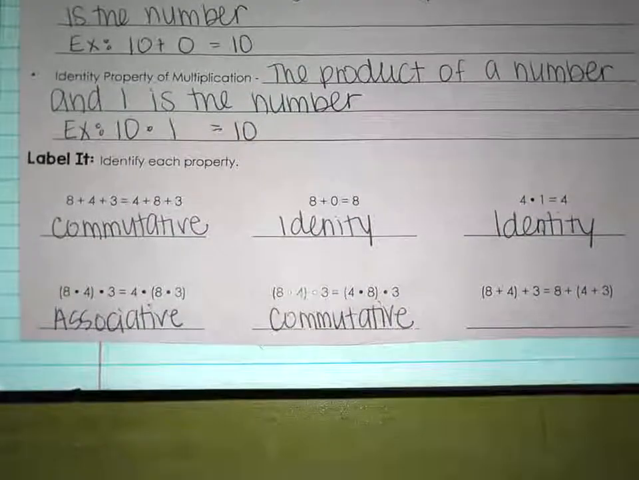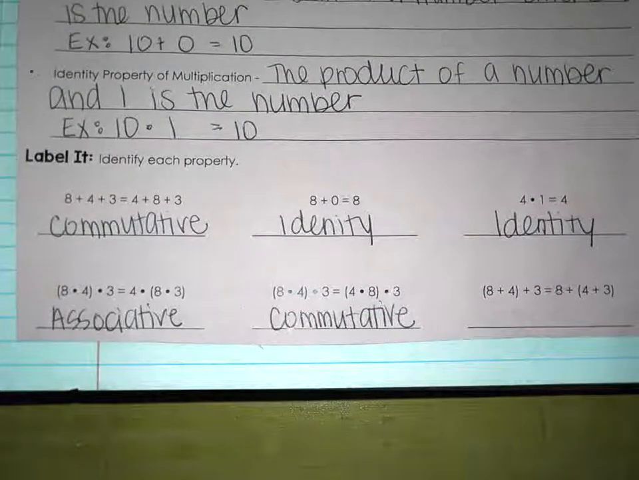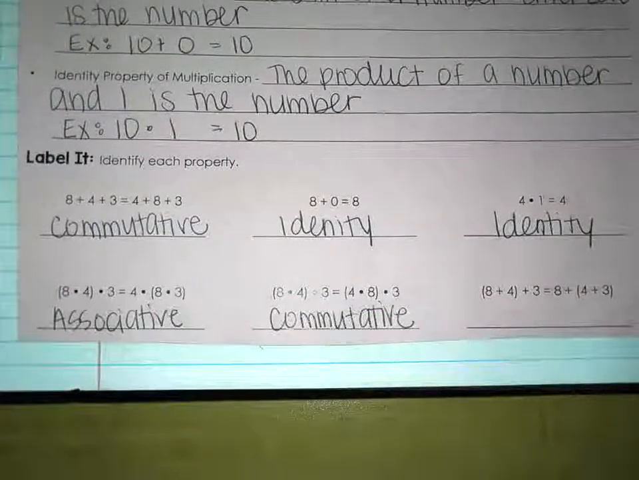This is an order thing, and commutative is order. I know that's weird, but does that kind of make sense? So think about associative, what's inside parentheses has to change. Commutative, order.